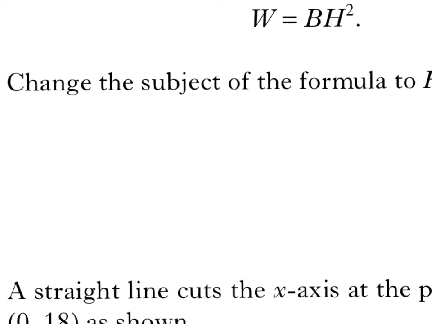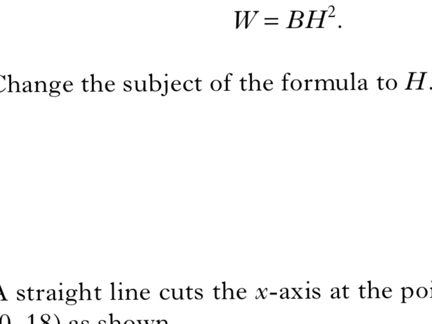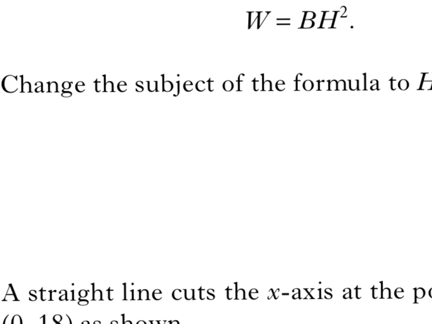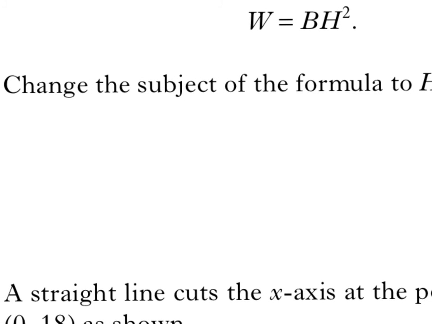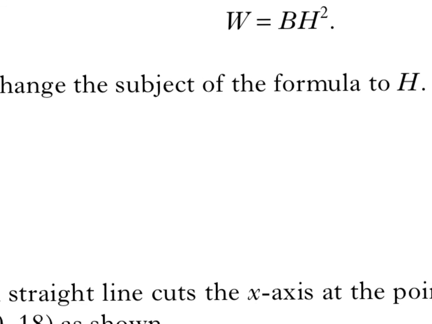Okay, section 9, question 5. W is equal to bh squared. Change the subject of the formula to h. So again, w equals bh squared. First step is easy. Get h on the left hand side. I can do that by swapping sides. So that will be b h squared is equal to w.